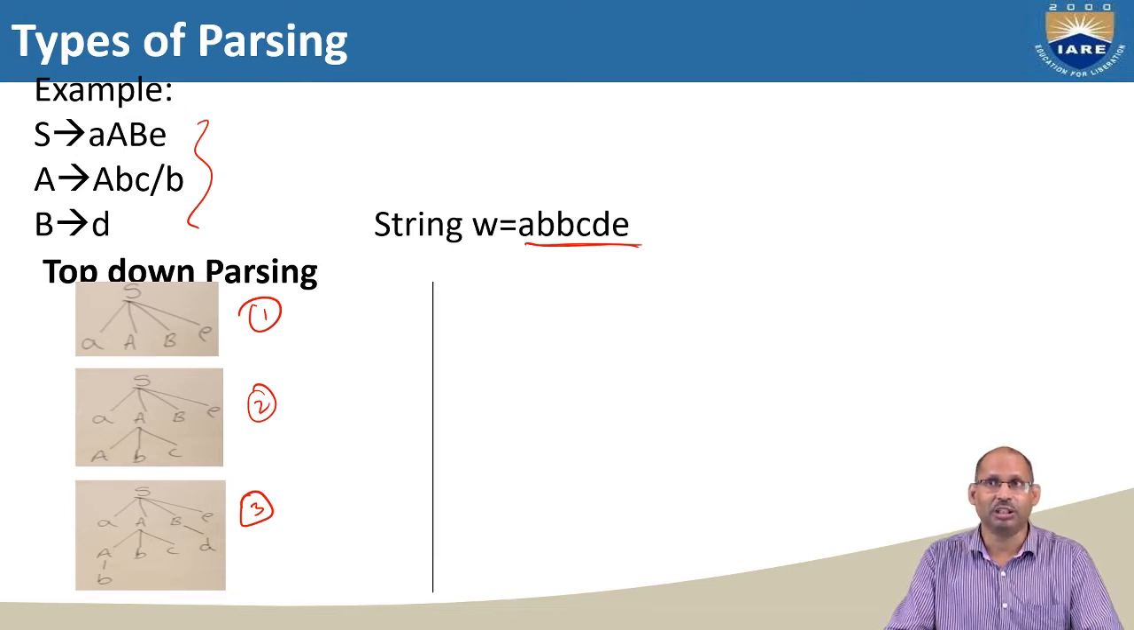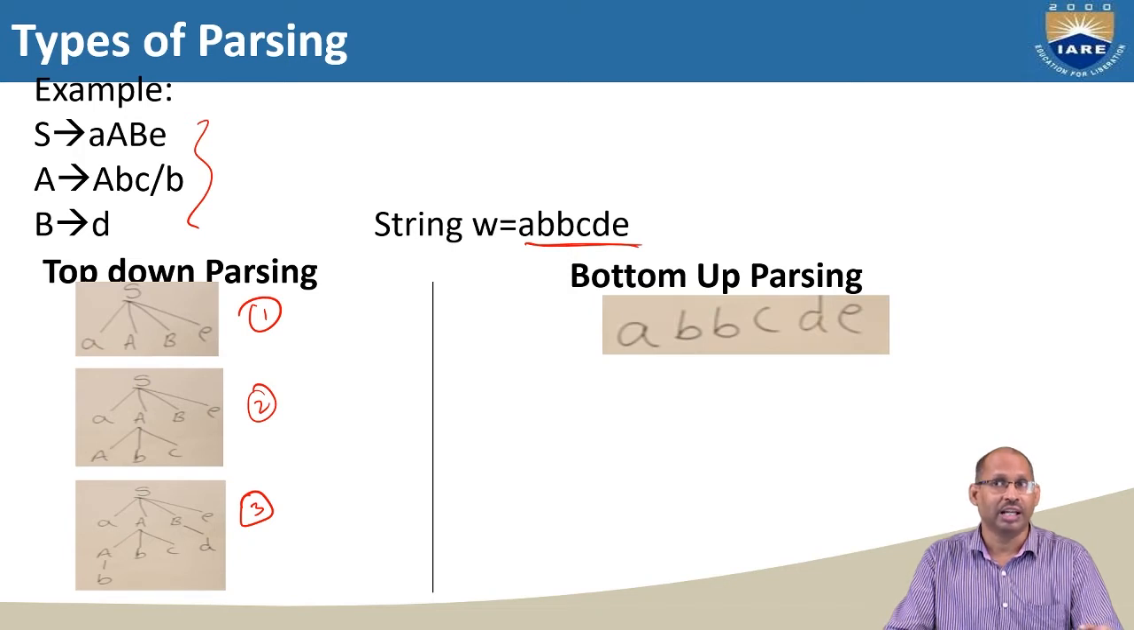Next comes the bottom-up parsing method. Now we'll see the bottom-up parsing method. That is our string. In the top-down parsing method, we start with the starting variable, the root, and we derive the terminals of the string. It is derived to a sequence of the terminals.